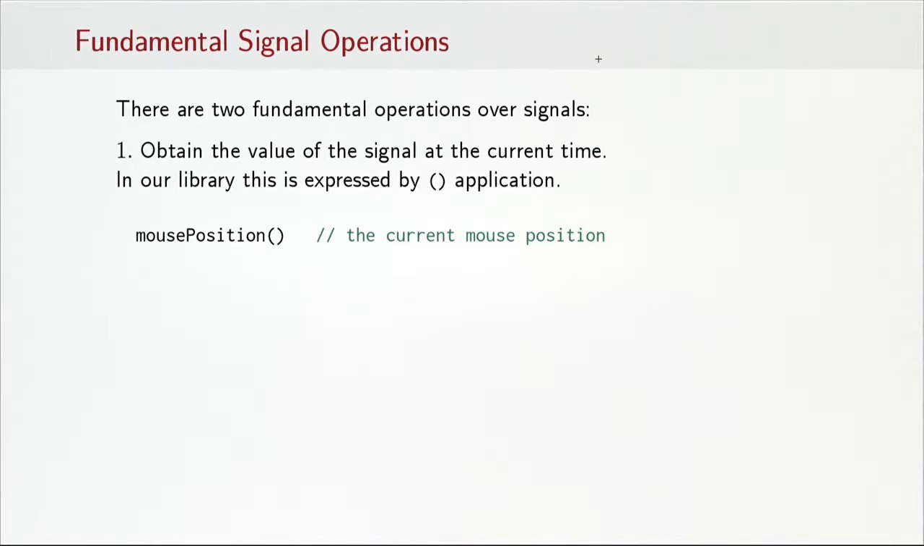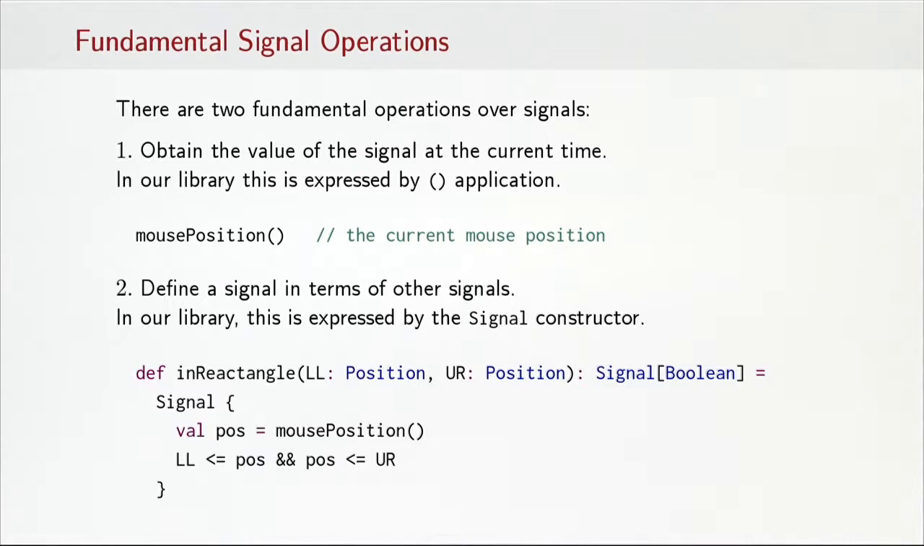There are two fundamental operations over signals. First, I can obtain the value of a signal at the current time. In our FRP signal library, that's expressed by applying the signal to an empty parameter list. So mouse position, open parens, close parens would give us the mouse position at the current time. The second fundamental operation is to define a signal in terms of other signals. In our library, that's expressed by the signal constructor. So let's do an example.